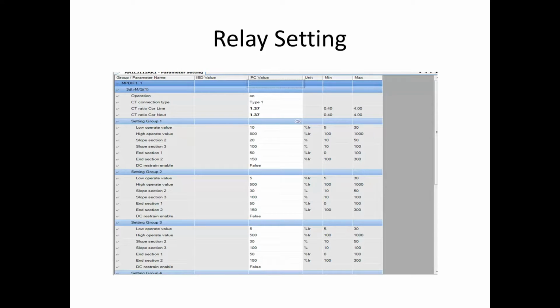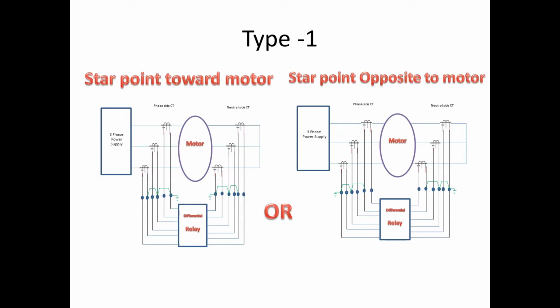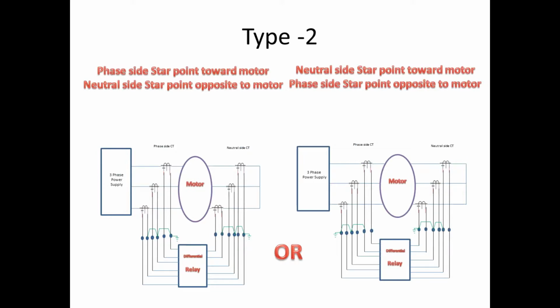Now we can see relay settings, CT types. Here you have two types, type 1 and type 2. If you select type 1, it denotes for star point either towards motor or away from motor. If you select type 2, that is the CT star point one side towards motor and other side away from motor.